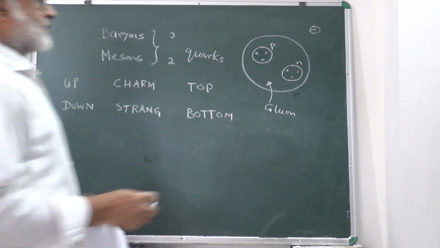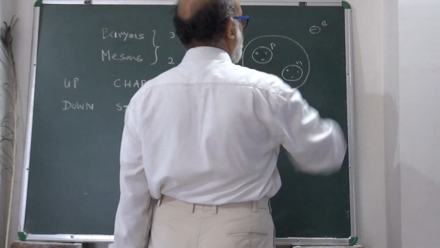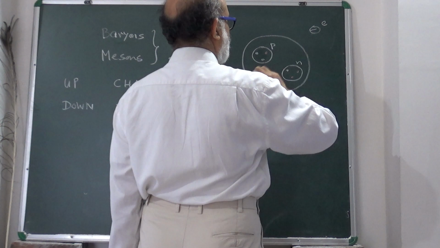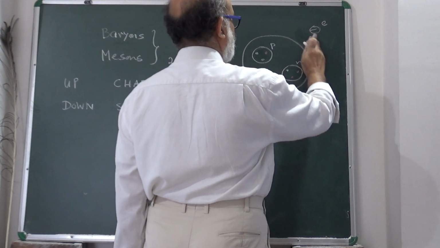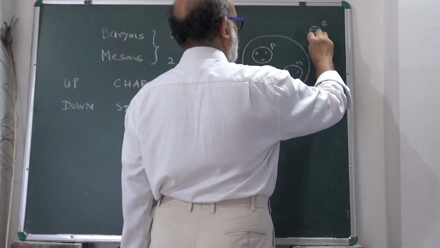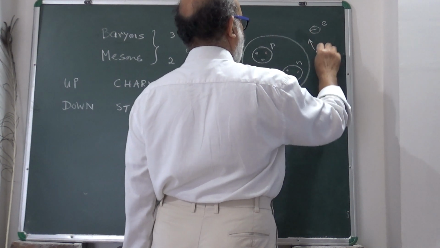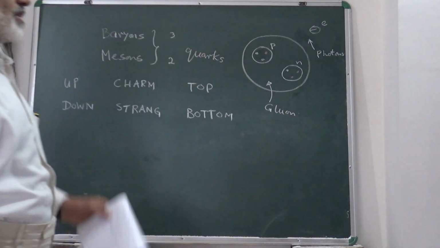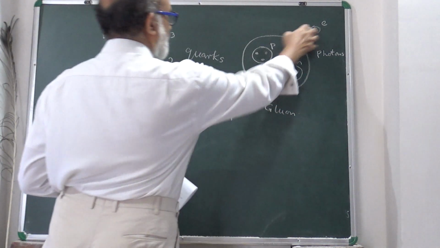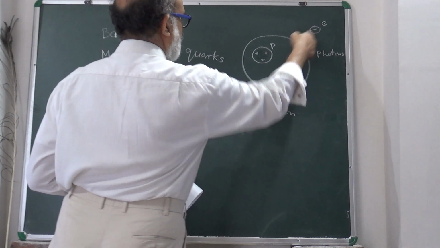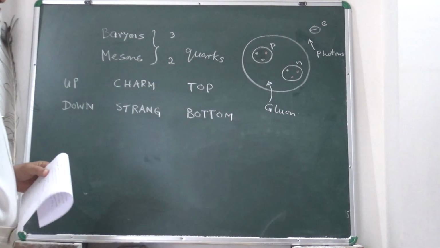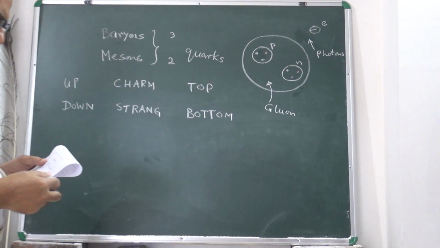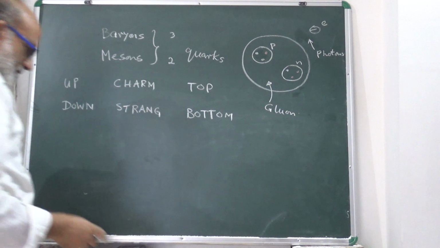And this electron is attracted to the nucleus by a particle that's called photons. The attraction between nucleus and electron is mediated by a particle, field quanta, that's called photons. Okay, and we have this.